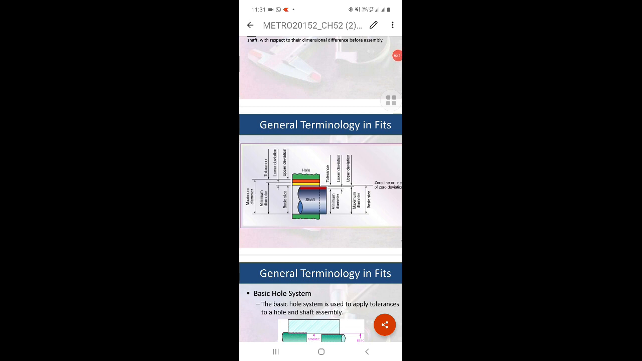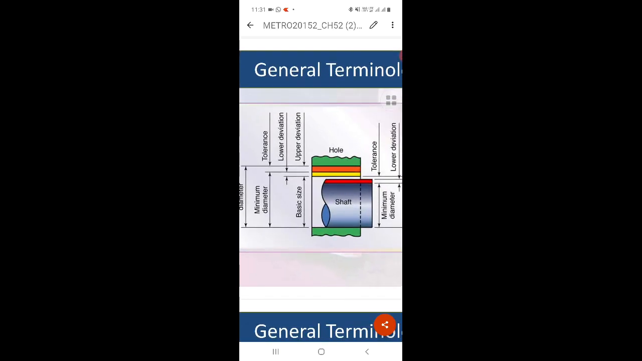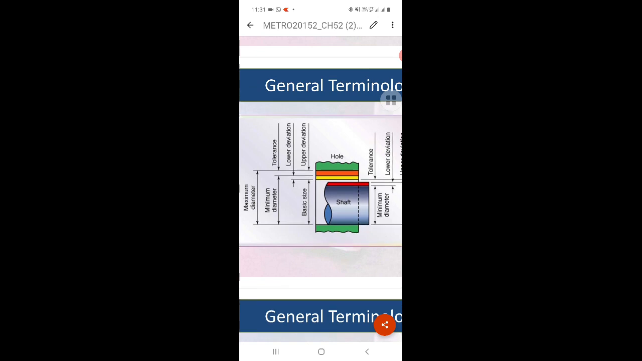So let's study the general terminology in fits. It consists of two types, shaft and hole. The part having external characteristics is called a shaft. The part having internal characteristics is called a hole. Both have tolerance. Both have two sides: the maximum size is called the upper deviation, the lower size is called the lower deviation. The difference between the two is called tolerance.